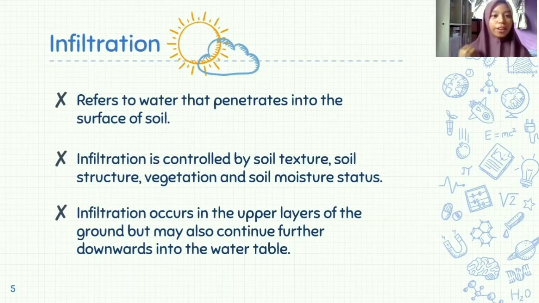Infiltration. Infiltration is referred to water that penetrates into the surface of soil. Infiltration is controlled by soil texture, soil structure, vegetation, and soil moisture status. Infiltration occurs in the upper layer of the ground but may also continue further downward into the water table.